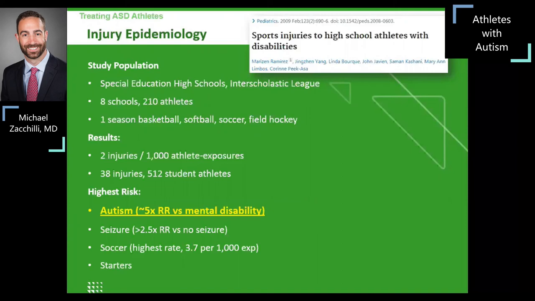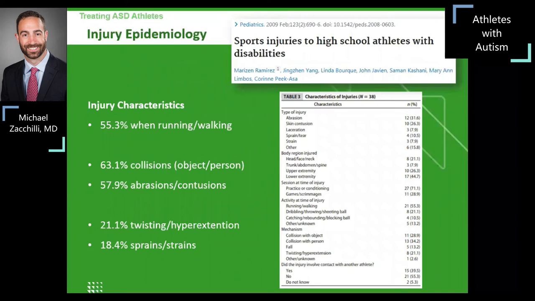We also saw a very high risk in soccer. And finally, you'll note that seizure disorders carried a high risk. Very important to know, autistic spectrum disorders are very commonly associated with epilepsy. So that's a double hit in those cases. In terms of the type of injuries we see, most of them occur with running or walking.